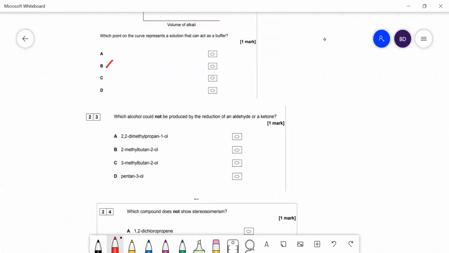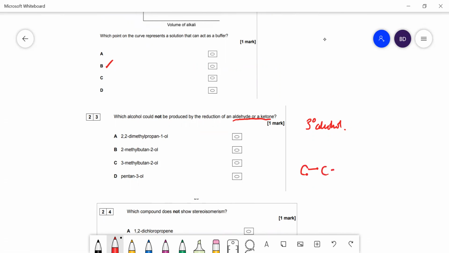Which alcohol could not be produced by the reduction of an aldehyde or ketone? So they're kind of asking this question in the opposite way they normally do. What kind of alcohol can't you oxidize? And you can't oxidize a tertiary alcohol. So you can't make a tertiary alcohol by reducing an aldehyde or a ketone. Right, so we're looking for a tertiary alcohol.